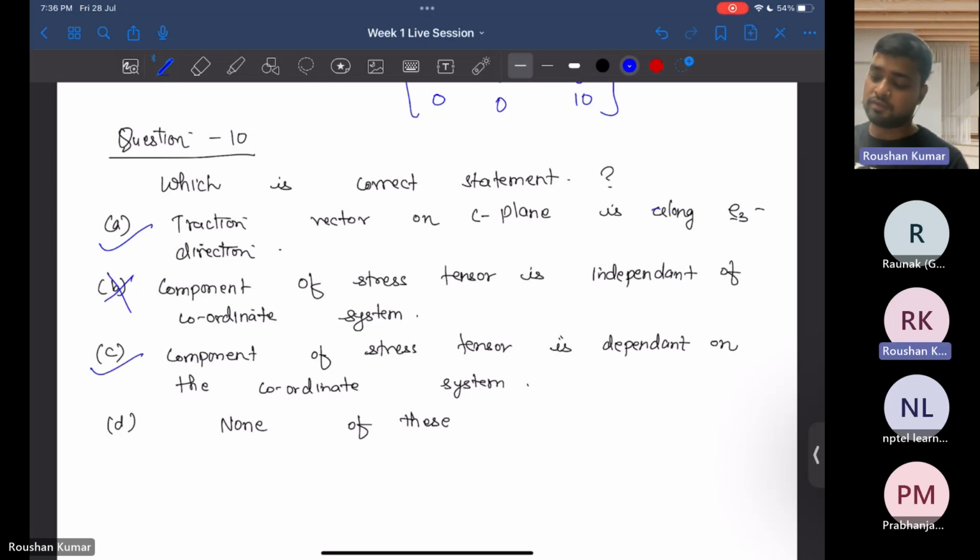So two options out of the four are correct. This is a question based on the above problem. It will clear a doubt that the stress tensor and the component of the stress tensor are different things. The stress matrix is the representation of the stress tensor, and it is not actually the stress tensor, and it changes if we change the coordinate system.